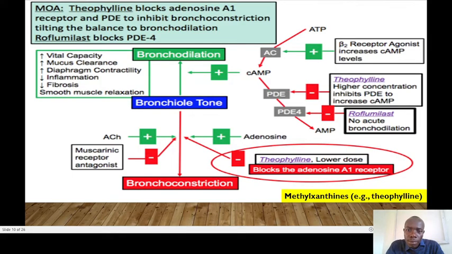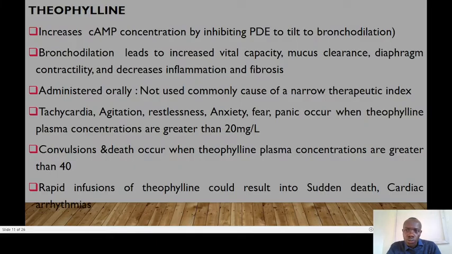Remember, when you look at the bronchial tone, you normally have bronchodilation and bronchoconstriction. For bronchodilation, we need an increase in cAMP. For bronchoconstriction, we have an increase in adenosine or acetylcholine. So we just need to suppress this one and increase this one, and we have achieved our bronchodilation, all right? Okay, so that is what we need to have.